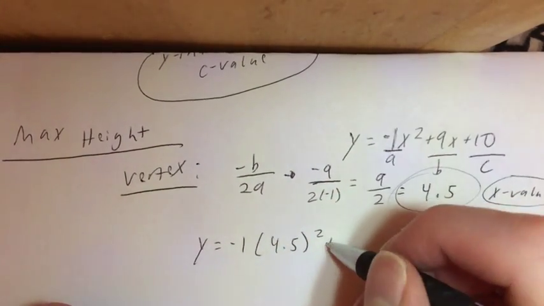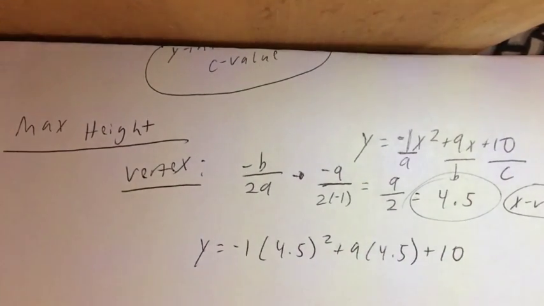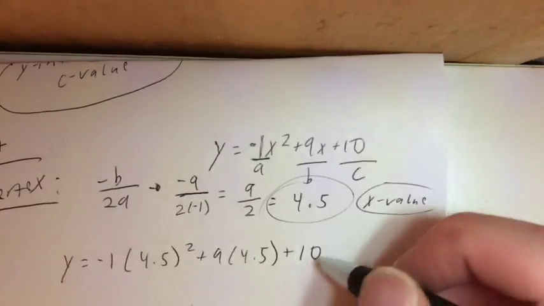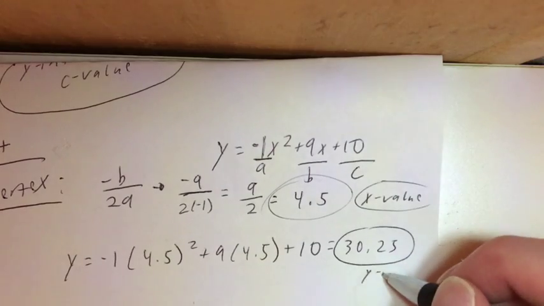4.5 squared plus 9 times 4.5 plus 10. Let me do a quick calculation. Alrighty then, just did the calculation. Got it to be 30.25. That's my y value of my vertex.